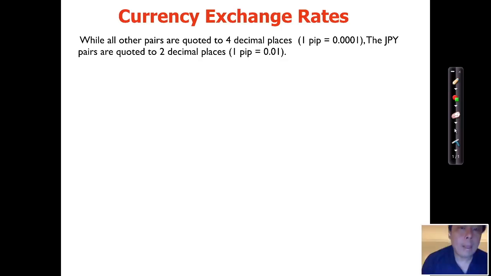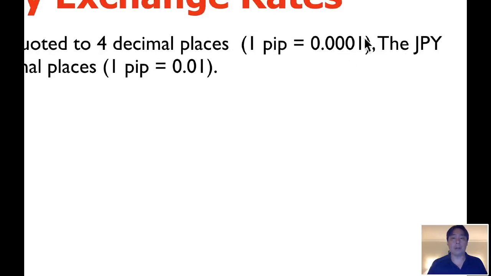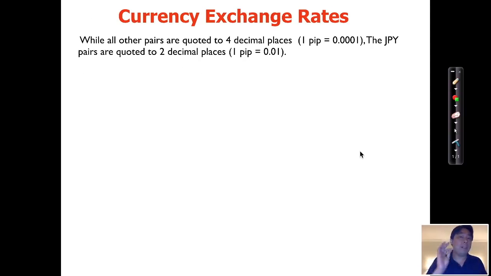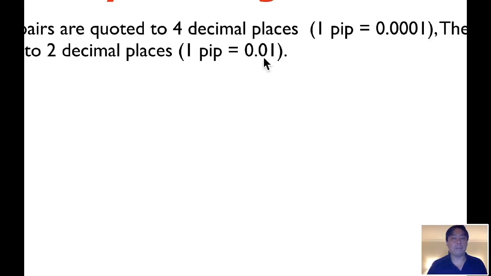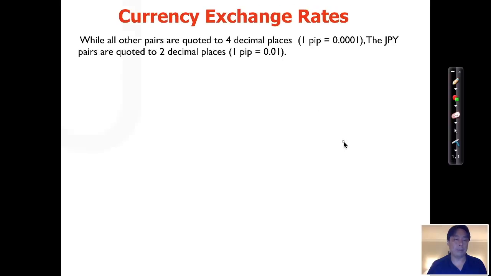Now understand that all currency pairs except the ones with Japanese yen in them are always quoted to 4 decimal places. So 1 pip is 0.0001, which I mentioned earlier on. But anytime you've got a Japanese yen in the pair, like dollar yen or pound yen, the pairs are always quoted to 2 decimal places. So whenever you have a yen, 1 pip is the second decimal place.